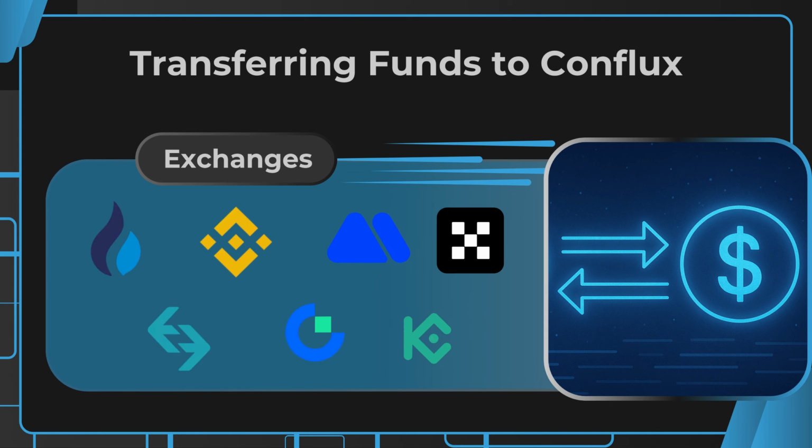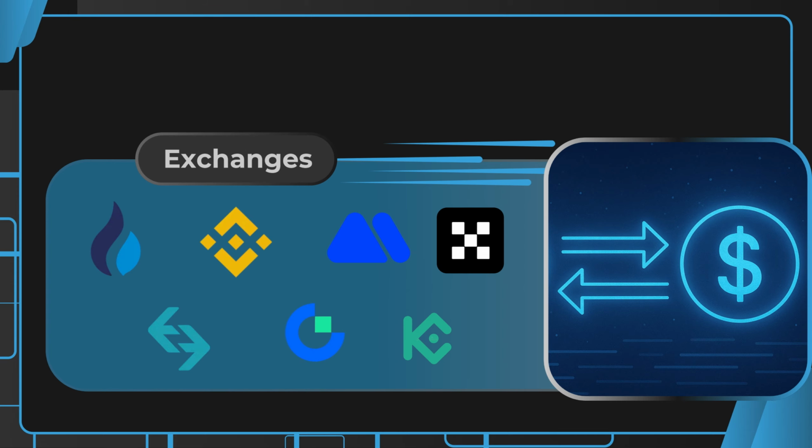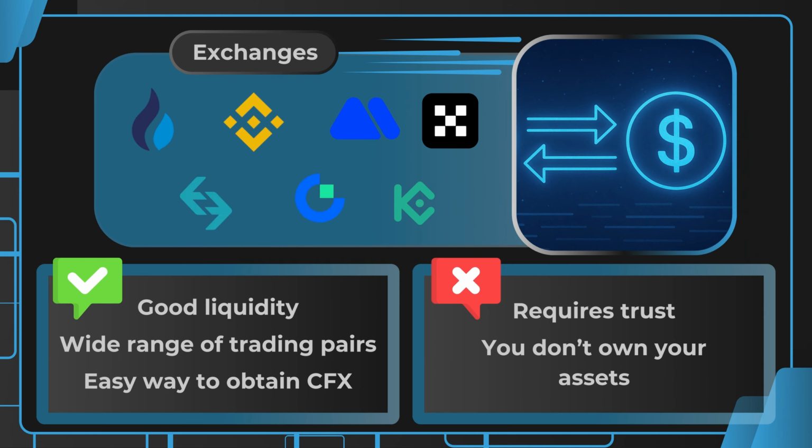You can deposit fiat or digital assets, trade them for CFX, and then withdraw to your Conflux wallet, whether that's Fluent, MetaMask, or Ledger. These exchanges offer good liquidity and a wide range of trading pairs, making it easy to obtain CFX, especially with fiat money.